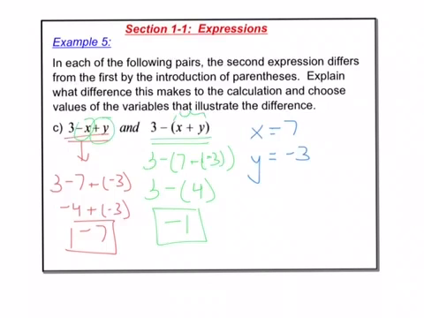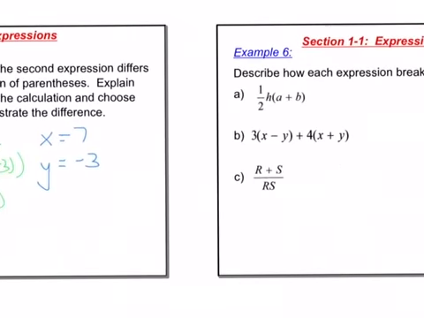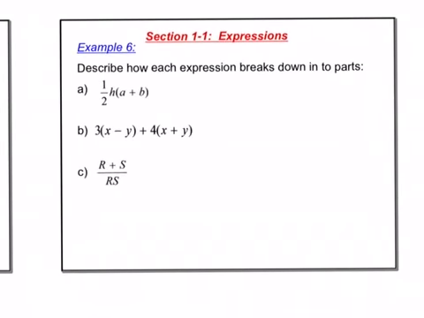Example 6 is another one that they just want you to sort of look through, and it says, describe how each expression breaks down into parts. So what they want you to look at, and I'm just going to sort of underline as I go here, it says with this first one, what are the parts here? Well, this is the product of 3 different quantities. The quantities are 1/2, h, and then the sum of a plus b. So those are the 3 parts that it breaks down to.